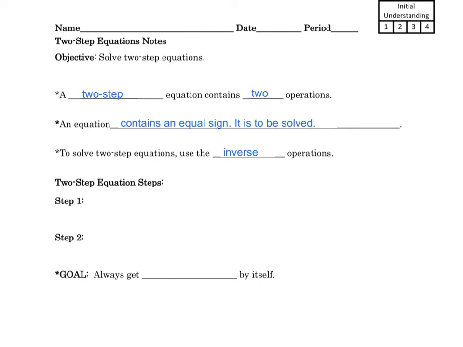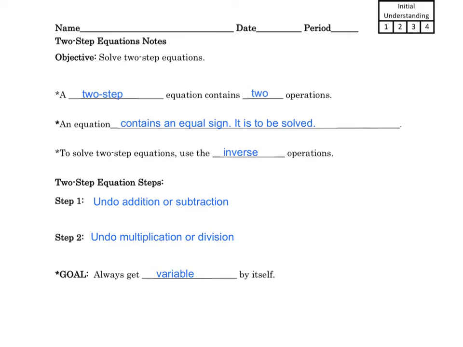Now we have some steps when solving two-step equations. Our first step is to undo addition or subtraction. Step 2 is to undo multiplication or division. And remember our goal. Our goal always when solving an equation is to get the variable by itself. And remember your variable is the letter.